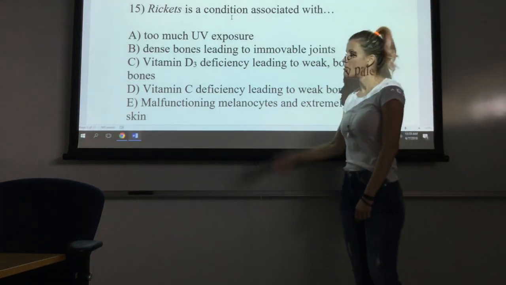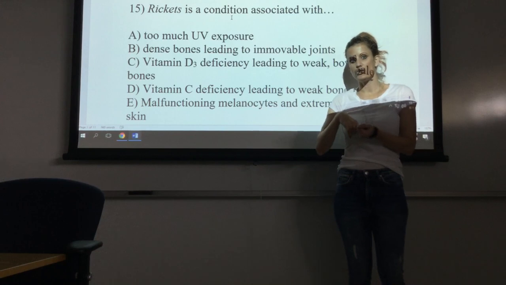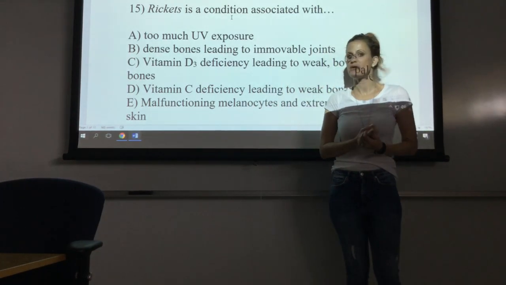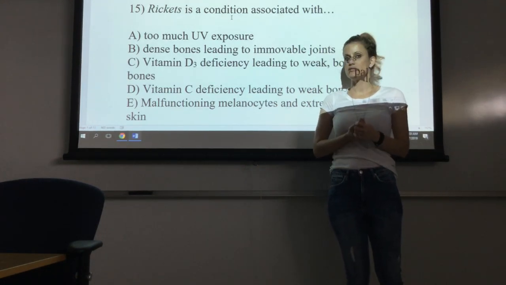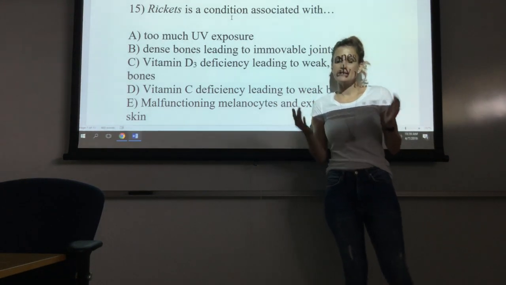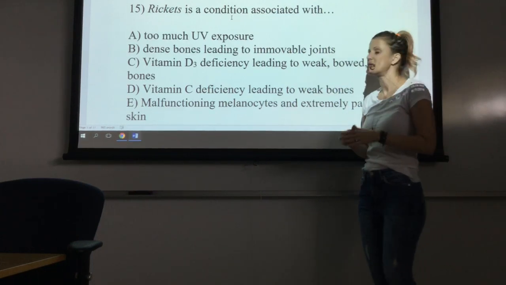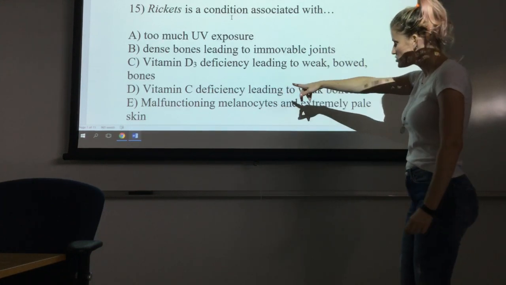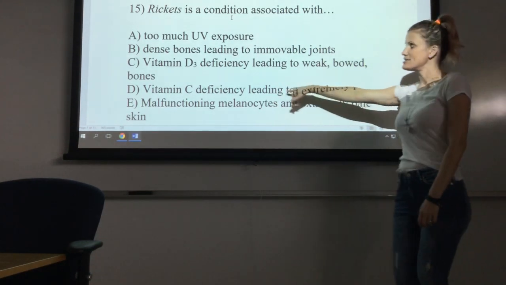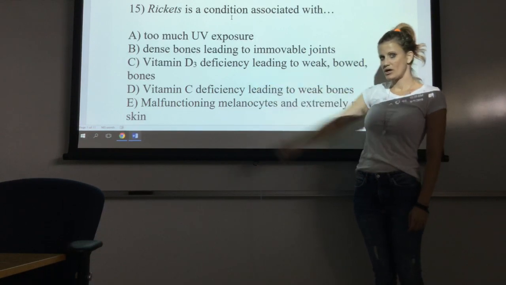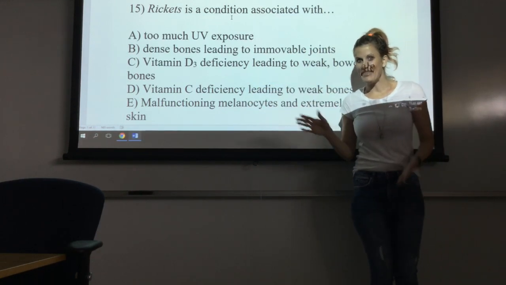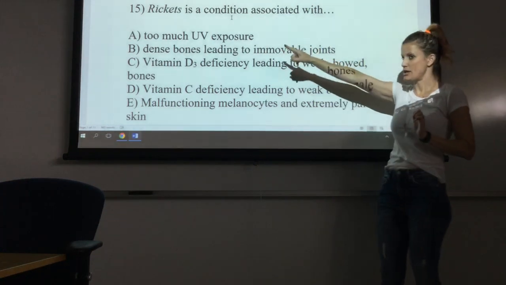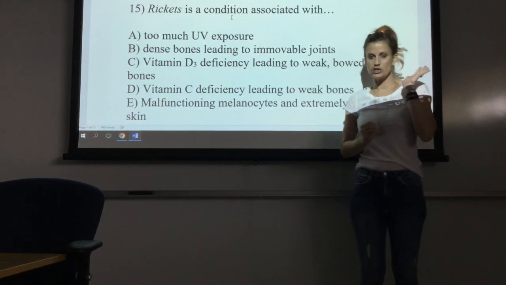That's it. Remember I said we need vitamin D3 in order to absorb calcium. So if we have a deficiency in D3, we can't absorb enough calcium, and it's calcium that makes the bones strong. Okay, so with rickets, we see a bowing of the bones and weak bones, but it's because we don't have enough vitamin D3. Calcium C deficiency leading to weak bones, that is scurvy. Okay, so they both end up with weak bones, and they're both deficiencies in vitamins. It's just either vitamin D with rickets or vitamin C with scurvy.